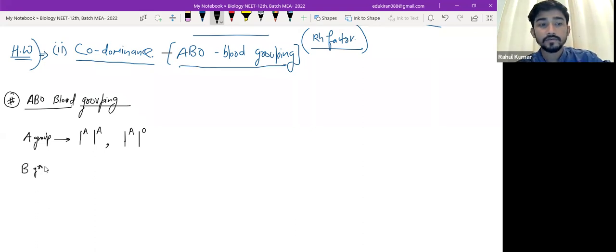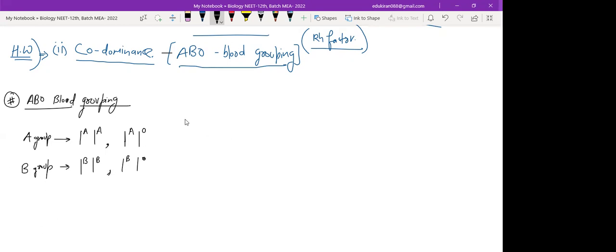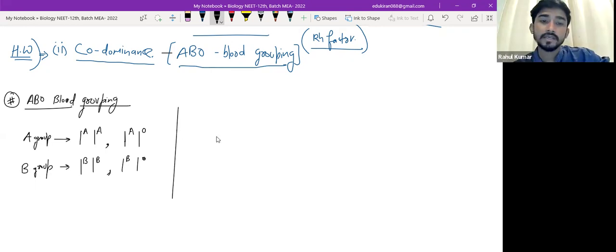Similarly, for the B group, the two possibilities are either one parent gave antigen B and the other also gave antigen B, or one parent gave antigen B and the other parent did not give any antigen. Is it clear? Everyone, Madhya, are you following? Yes, sir.